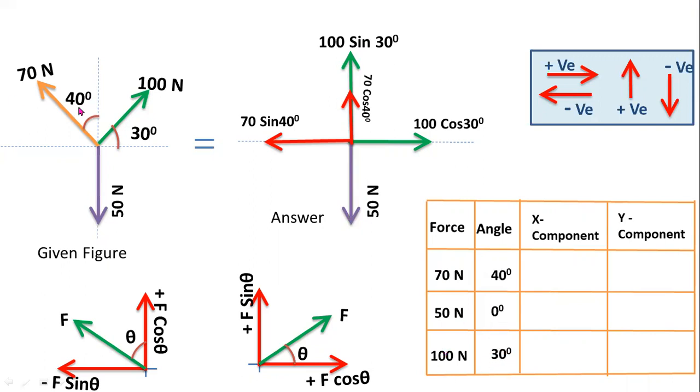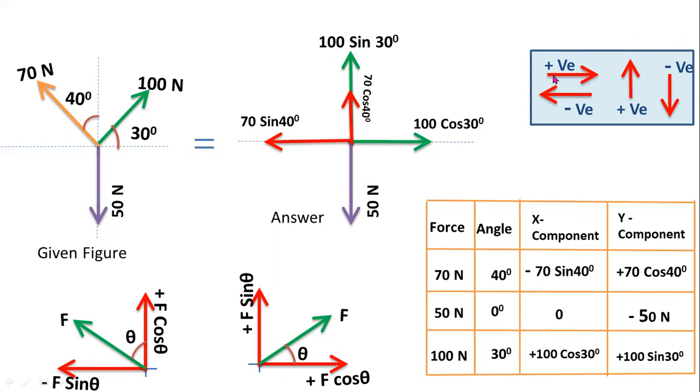70 newtons force makes an angle of 40 degrees with respect to the y-axis, and the 15 newtons force lies on the y-axis, that's why 0 degrees, and the 100 newton force makes an angle of 30 degrees with respect to the x-axis. Now we have to note down these two horizontal forces. These two are the horizontal forces, these three are the vertical forces.